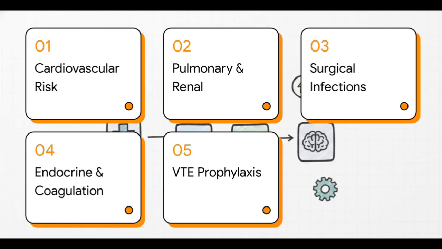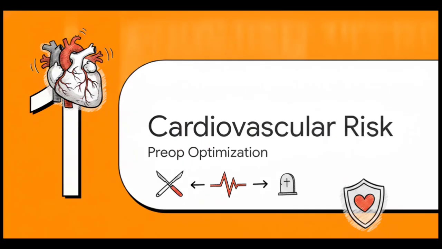The 5 key systems you absolutely must know: cardiovascular risk and optimization, pulmonary and renal management, surgical site infections, endocrine and coagulation, and finally, postoperative VTE prophylaxis. Section 1, cardiovascular risk and optimization.